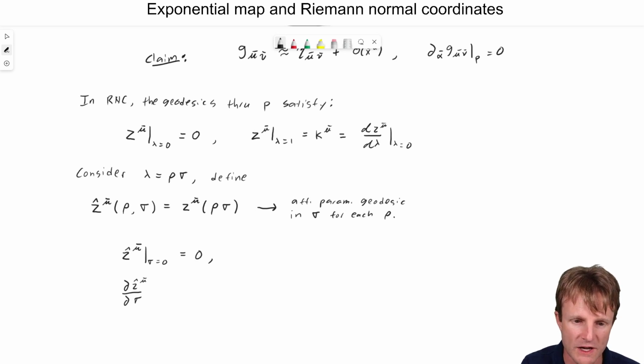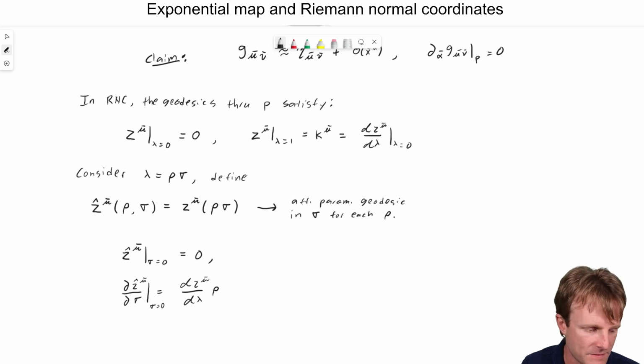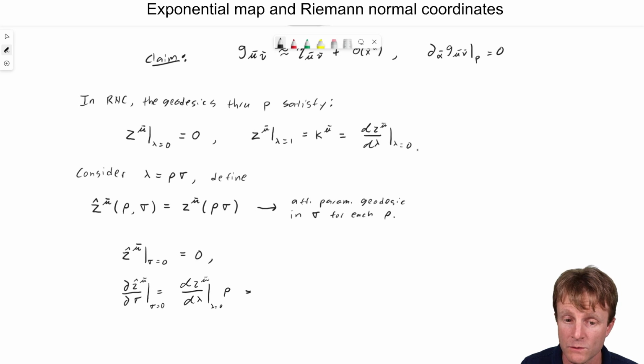And now I can use the chain rule on this equation to calculate partial sigma as dz mu bar without a hat, d lambda d sigma, which is just rho. And I'm most interested in evaluating all this at sigma equals 0. And so by the chain rule, this gets evaluated at lambda equals 0. But what is dz mu d lambda at lambda equals 0? Well, it's just k mu bar. And so we in fact have that this term is rho k mu bar.